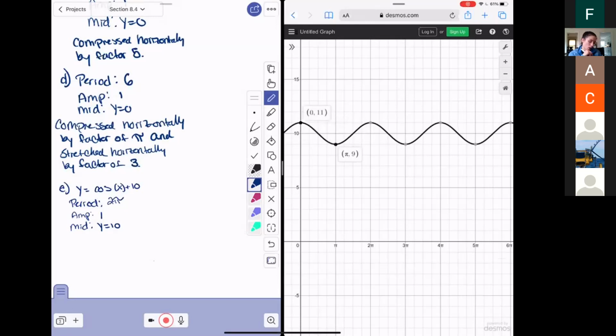All right. What transformations are happening to this equation? It's shifted up 10 units. Good. And we can see that when shifted up, the midline is also shifted up. Any questions on that?